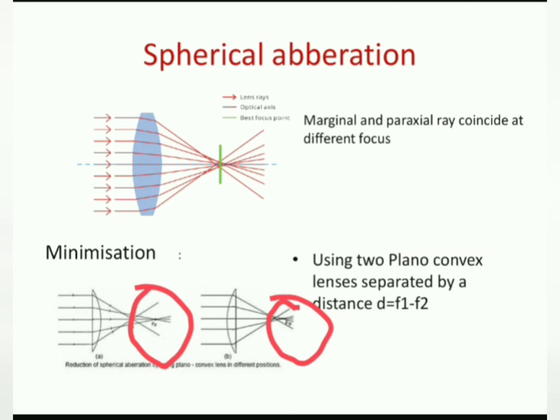Another way of minimizing is, instead of a single lens, make use of two lenses separated by a distance such that D is equal to F1 minus F2. In such a case, you can minimize the spherical aberration. Spherical aberration you can even observe in mirrors. It can be reduced by using parabolic mirrors. Parabolic mirrors will give you less spherical aberration when compared with spherical mirrors.